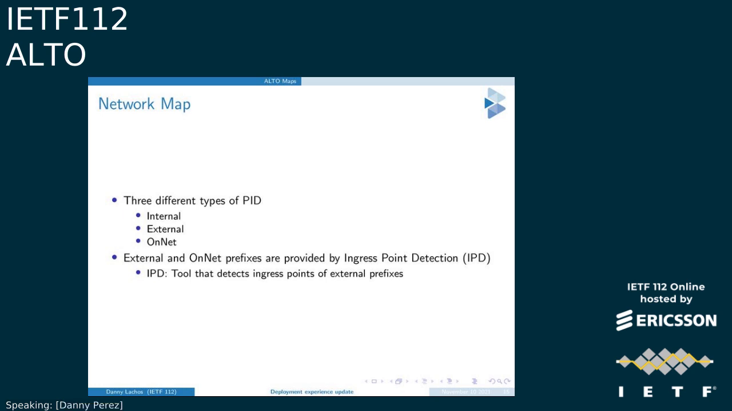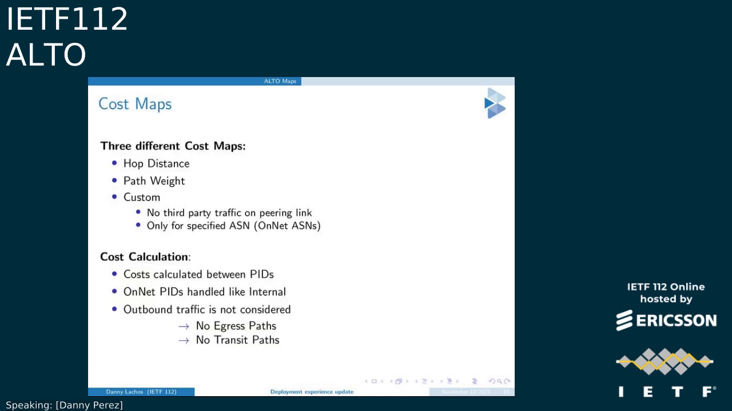Okay, for the network map, we basically defined 3 different PIDs: internal, external, and OGNET. OGNET is basically for prefixes from directly peered ASes. This means no third-party traffic on peering links. Next slide, please.